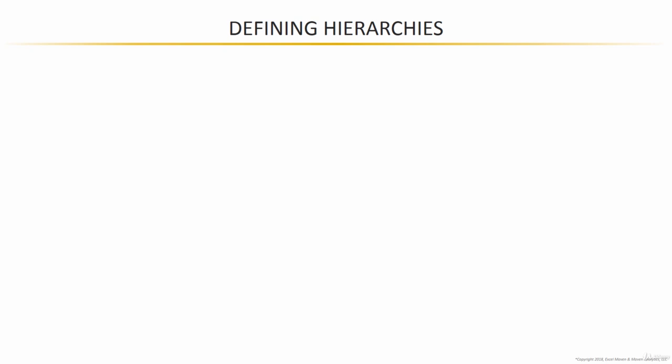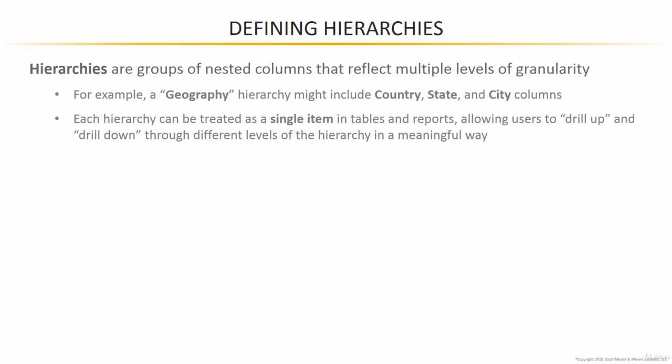Next up, I want to touch upon one other option available in the Data tab of Power BI, which is the ability to define hierarchies. Now, hierarchies are essentially groups of columns that you nest underneath each other to reflect multiple levels of granularity or detail. So, for example, a common type of hierarchy is a geographical one, and that might include columns like country, followed by state, followed by city.